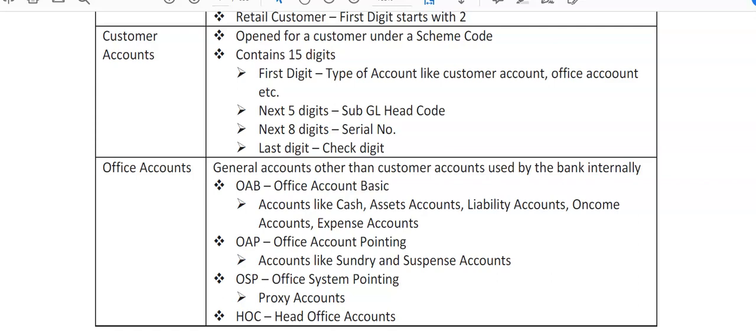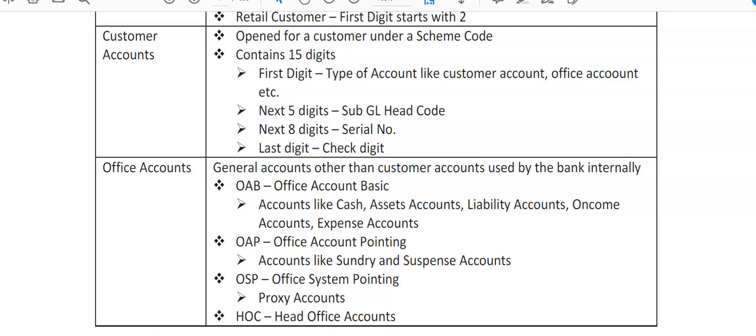Now what are the examples of these accounts? Like cash, asset accounts, liability accounts, income accounts, expenses accounts, right? OAP, office accounts pointing, and these are like sundry and suspense. So I hope you all know what a sundry account is, what a suspense account is. Whenever any excess cash is found or any customer has given a wrong account number, we park it in the sundry account. Or when we make a payment, we debit suspense and make payment, or for any expenditure nature. So OAB is office accounts basic, OAP is office accounts pointing.